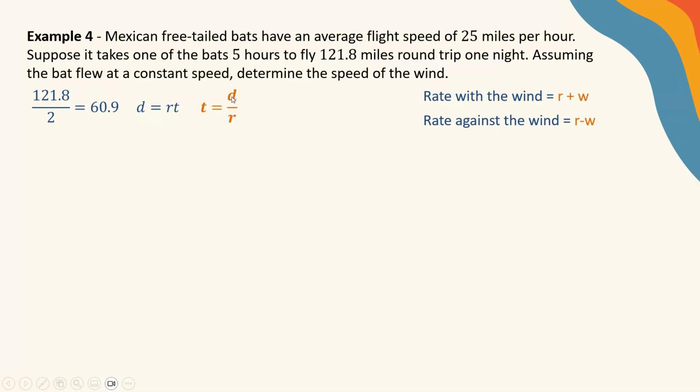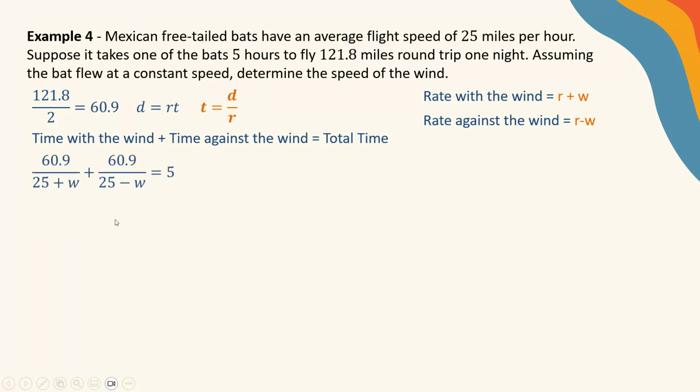Your time is distance divided by rate. We're given the total time, so we want to think about the time that they flew with the wind and then the time they flew against the wind. That equals our total time. So they went 60.9 miles with the wind, so their rate would be 25 plus wind speed, plus 60.9 miles against the wind, so 25 minus the wind, equals their total time of 5.